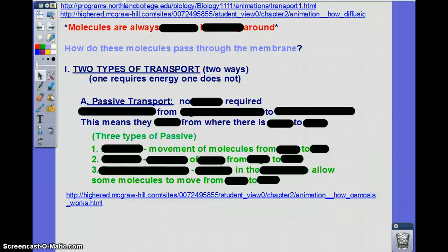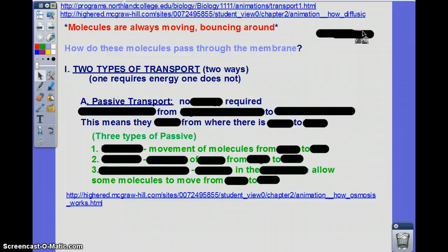Always doing? Going in and out of the cell. If they're around the cell, they're going in and out of the cell. So what does that tell you molecules are always doing? Moving. Constantly moving. Why are they constantly moving and bouncing around? What are they searching for?